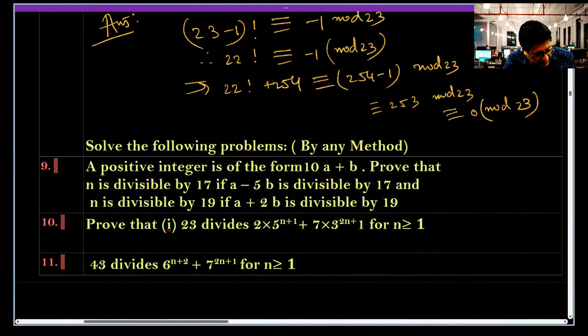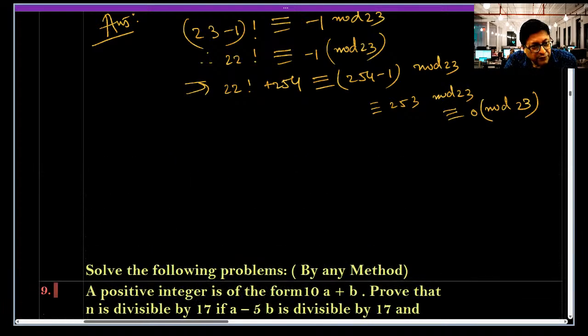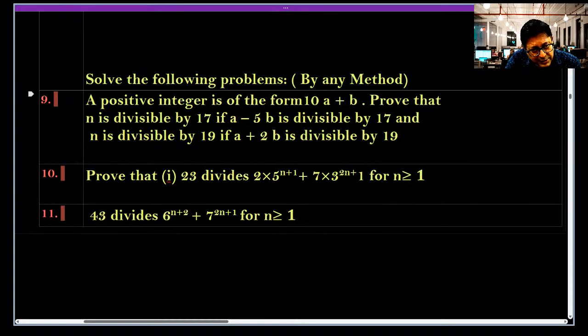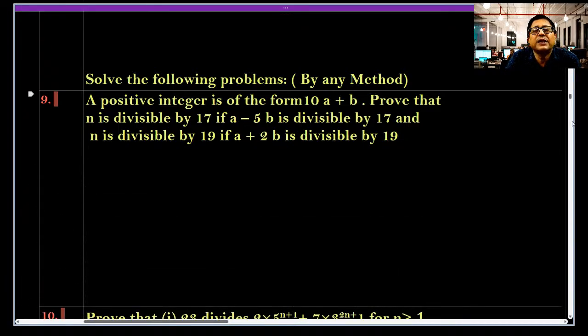Now I am asking you some questions, to be done after finishing Fermat's theorem, Wilson's theorem and Euler's theorem, to prove these kinds of things. These are from old Olympiad papers. A positive integer n is of the form 10a plus b. Prove that n is divisible by 17 if a minus 5b is divisible by 17, and n is divisible by 19 if a plus 2b is divisible by 19. How will you proceed? Will you apply Wilson's theorem? A and b are integers.